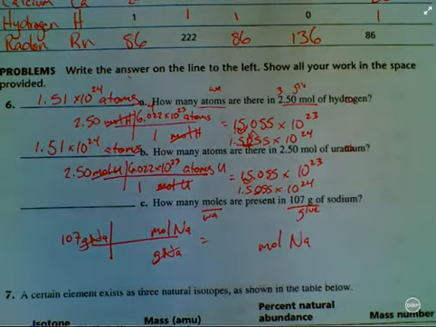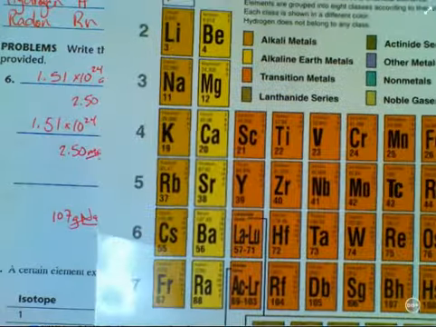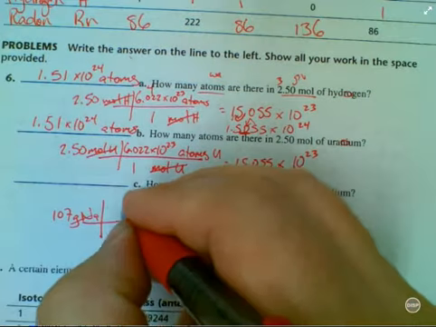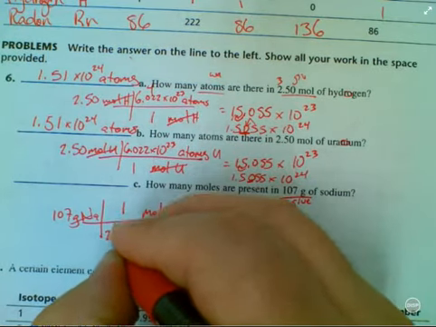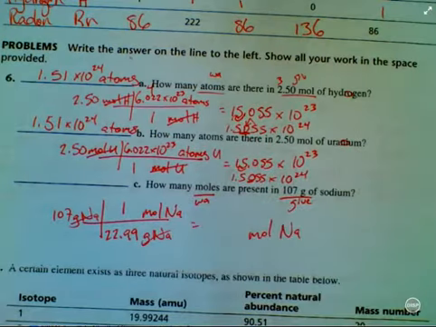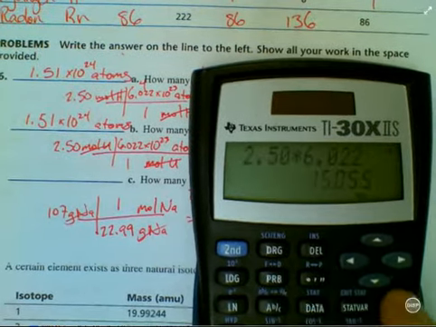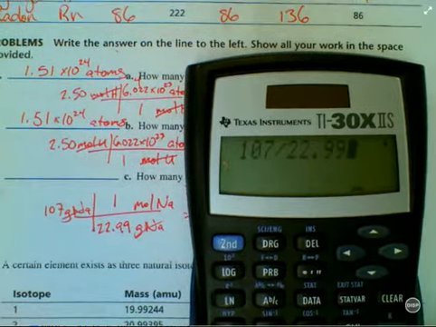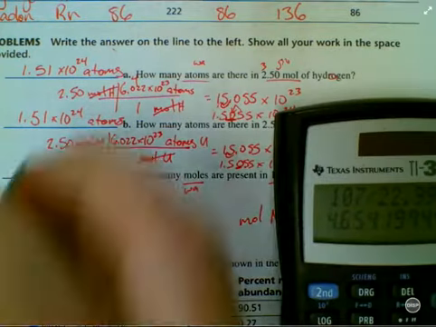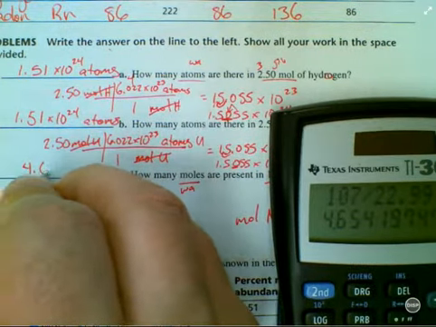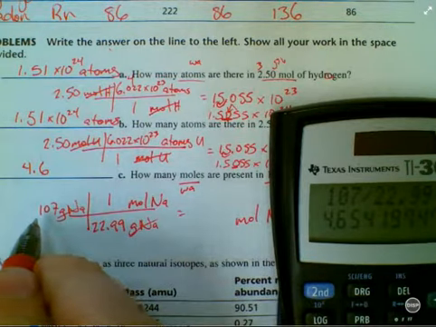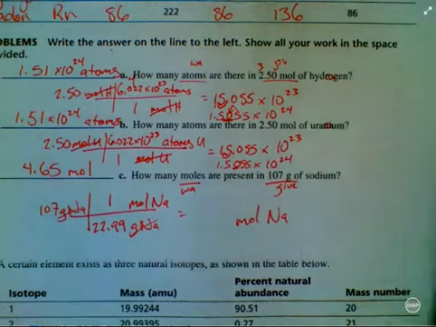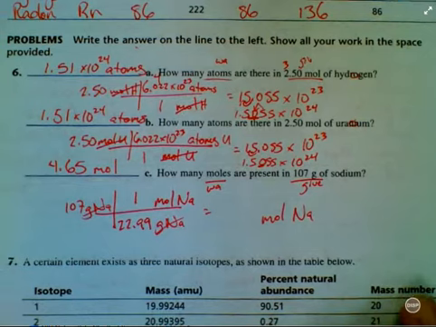But I can't memorize stuff like this, so I'll look at my periodic table that I most certainly have out already. 22.99 is the molar mass. That means for every 1 mole, there's a mass of 22.99 grams. Pull out my calculator. 107 divided by 22.99, I end up with 4.6... I want 3 significant figures, so that's 4.65 moles of sodium.